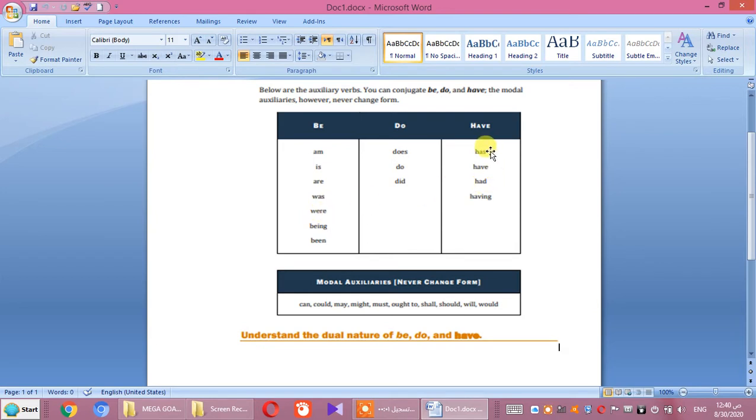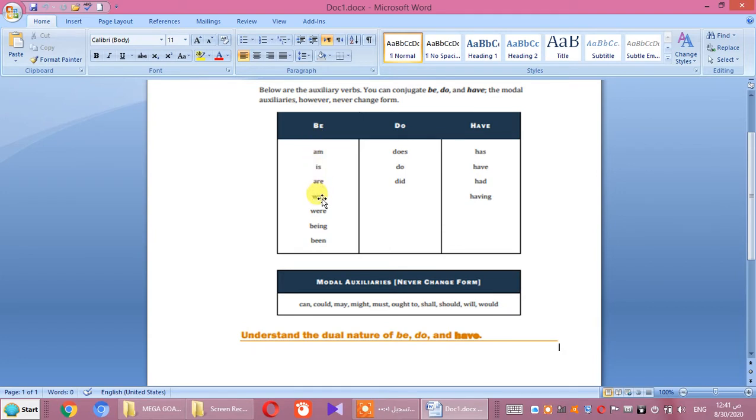The same with has, have, had. Without a helping verb, it will be what? Main verb. You say, I have a car. Have here is a main verb. When you say, I have bought a car, have here is an auxiliary verb.